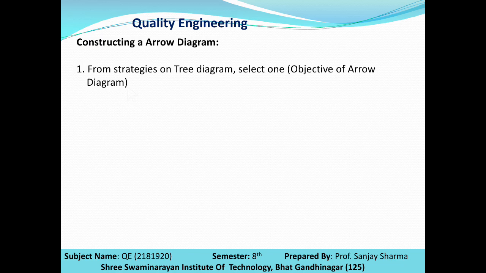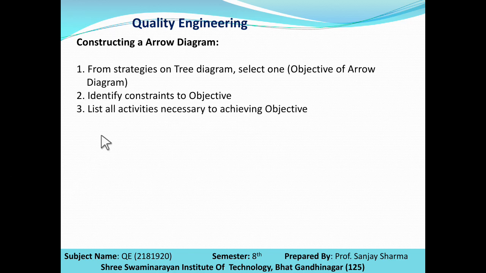So in the arrow diagram similarly, select any one objective. Identify constraints to the objective. Now find out what are the constraints or limitations or restricting factors for the objective. Again I'll repeat, I'll give you the same example. If our objective is to serve customer satisfaction, then we have to find out what are the constraints or limitations which restrict our objective of customer satisfaction.